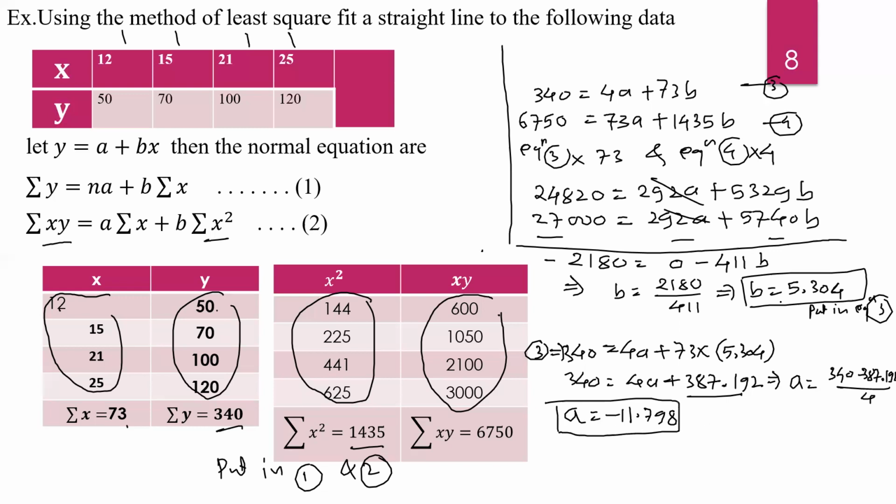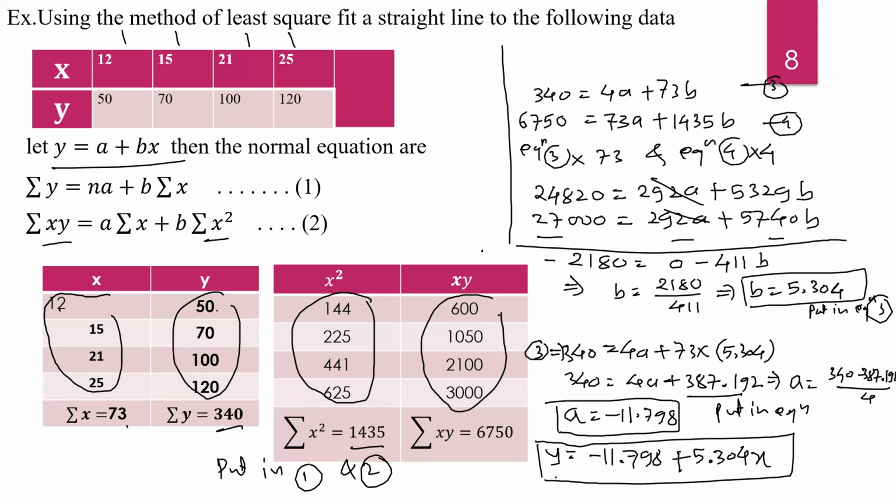Now put this a and b in the linear equation. Y is equal to minus 11.798 plus the value of b, 5.304x, which is the required linear curve fitting, that is the straight line.